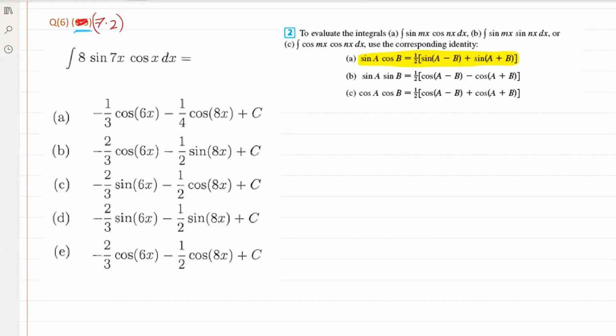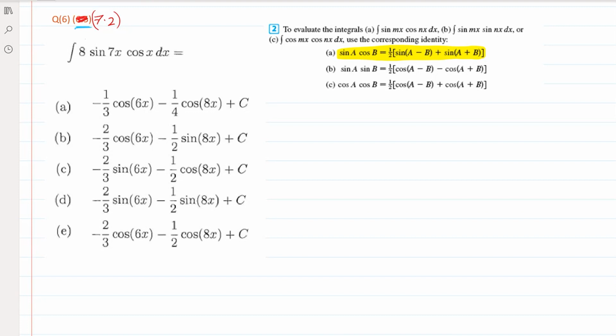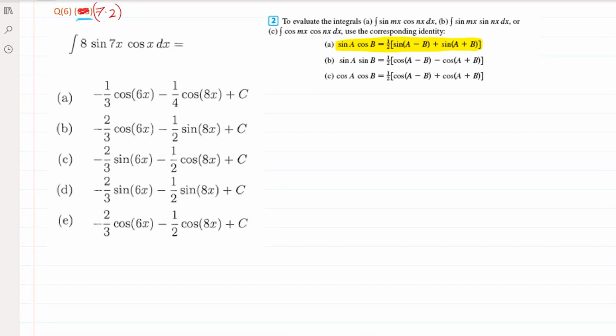Muhammad Al-Khazal, do you want to solve it with me, Muhammad? Yes, okay. As you told us, I used the first question. Good. So take 8 outside. Yes, I take 8 outside. And sine 6x plus sine 8x. Sine difference, which is 6x, plus sine of the sum.